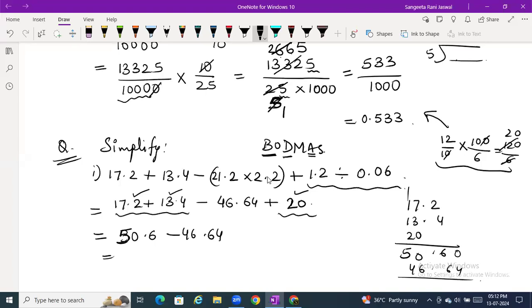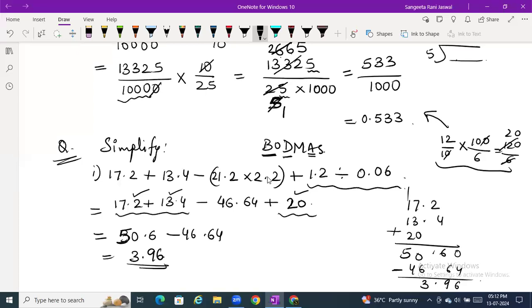Just cancel this. 10 minus 4 is 6. Then 15, 1 second. This is 9. Then you have 9 here. 3. 3.96. This is just simple subtraction of decimals.